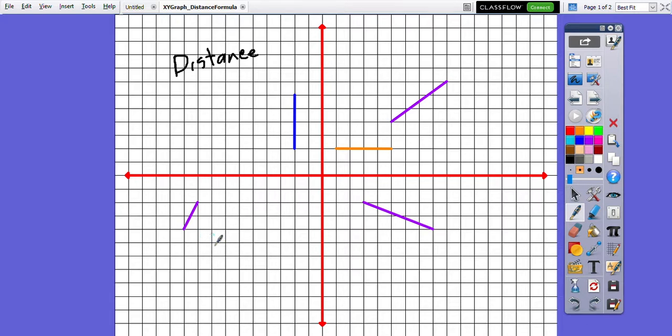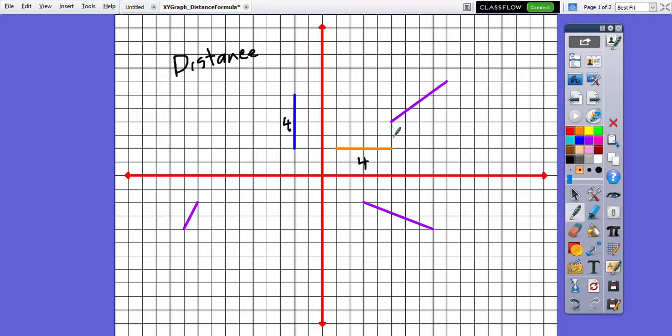All right, I'm going to try to do this a little better than I did last time. So first of all, distance. How long is that? Correct. That's 4. How long is that one? That one is also 4. How long is that one?